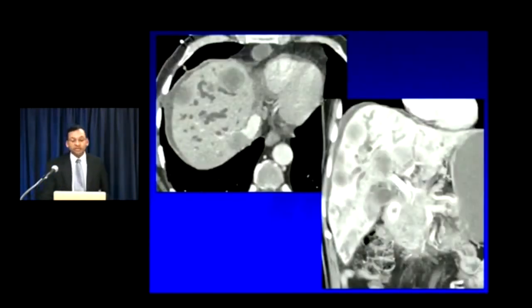So here's a patient who has a big pancreatic cancer in the pancreatic head. Notice that there are multiple hypodense metastases throughout the liver. Clearly, this patient is unresectable. There's no question here of going to surgery. This patient is going to get chemotherapy and is going to have a dismal prognosis.